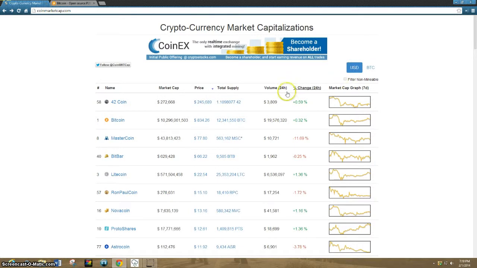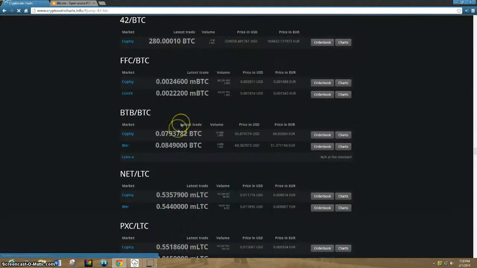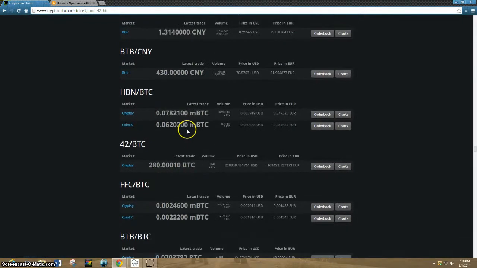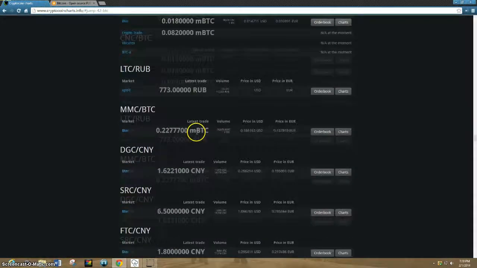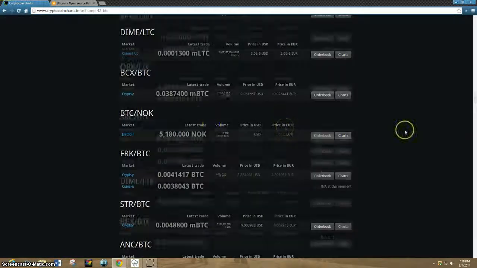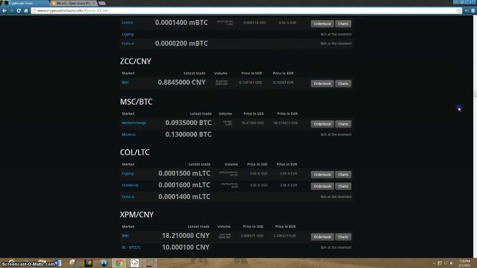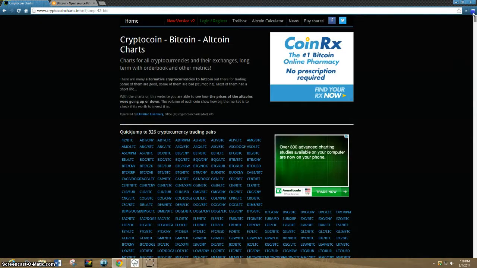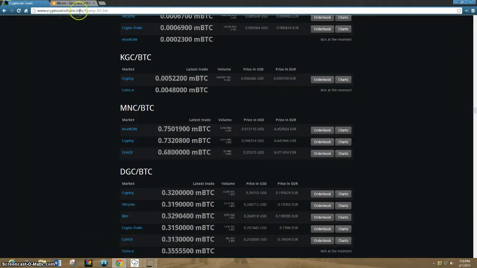So that basically, in a nutshell, is CoinMarketCap. Then if you click on the price, you can view the crypto coin charts. You can view 42 coin to Bitcoin. You can actually view more detailed prices in different coins. And actually, I may have been wrong. I think you may be able to view them in euros and yen. So basically, that is cryptocurrency in a nutshell.